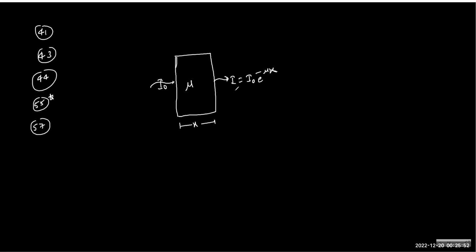So this is the relation. Once you cross a medium of thickness X, the intensity will reduce to this value. So using this relation, we have to solve 57. Again, pretty easy. Just use it. Okay, sir.